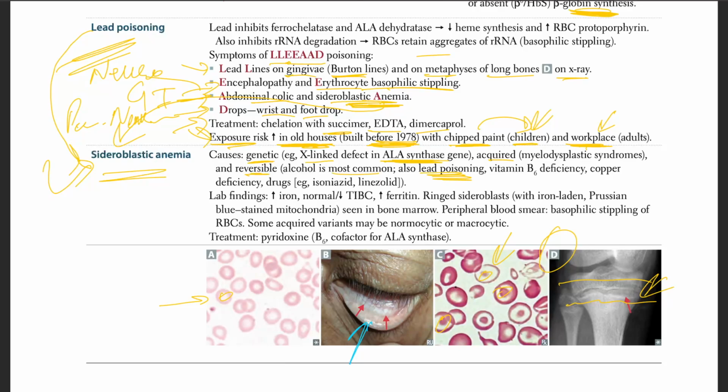And vitamin B6 deficiency, copper deficiency, and drugs, for example isoniazid and linezolid. Again, they are causing the same thing. They are inhibiting vitamin B6, leading to vitamin B6 deficiency.